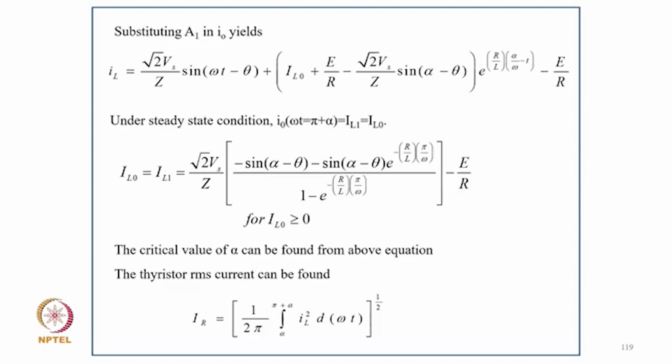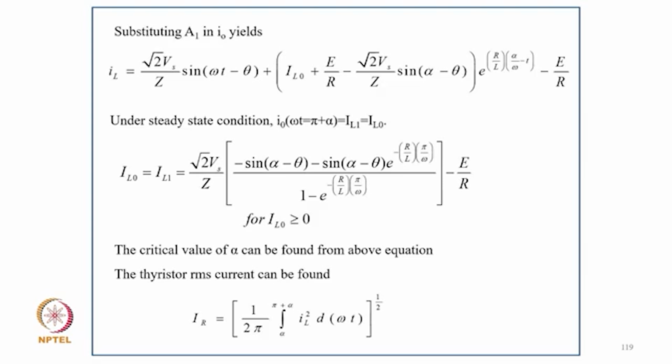So under steady state, I0 at ωt = π + α becomes IL1 equal to IL0. So IL0 equal to IL1 equal to √2 Vs/Z (−sin(α − θ) − sin(α − θ) e^(R/L · π/ω)) divided by (1 − e^(−R/L · π/ω)) − E/R, for IL greater than 0. The critical value of alpha can be found out from the above equation.